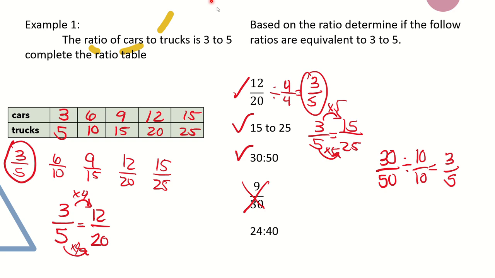And then our last one, again, we can either reduce it or we can set up and multiply up. So 24 over 40. I know that 3 times 8 gives me 24. 5 times 8, does that give me 40? Yes. So in that case, 24 to 40 is equivalent. Let's move on.